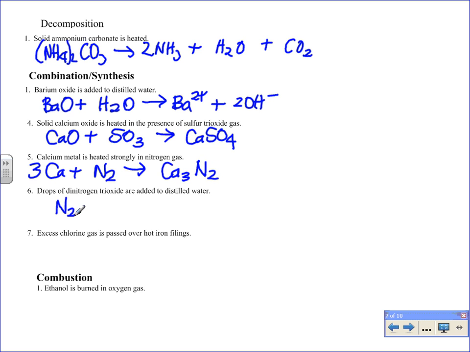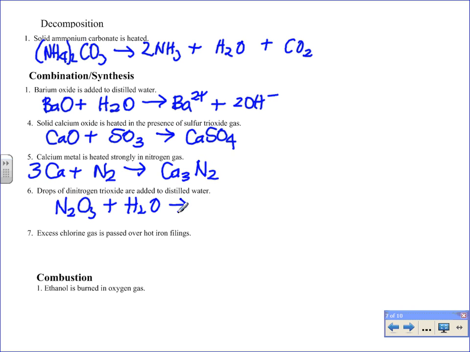This one here, I've got dinitrogen trioxide, and I'm adding it to distilled water. So I've got a non-metallic oxide reacting with water. A non-metallic oxide with water is going to produce an acid. And this one's tricky. We want an acid that has some kind of polyatomic ion with nitrogen in it. So your choices are nitrate and nitrite.